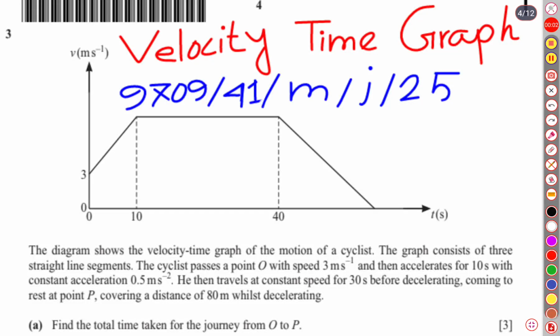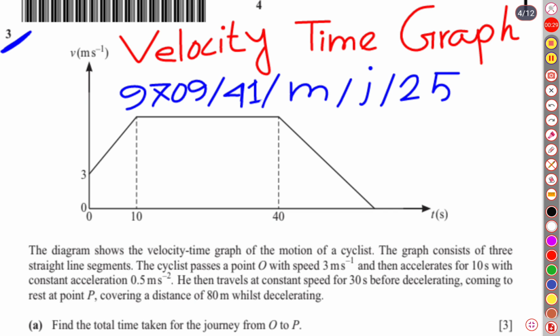Our next topic is velocity time graph. For the aforementioned topic, I have selected the first question from paper 9709/41 for the session May June 25. And we are going to solve question number 3 under this concept. Let's see what the question says.